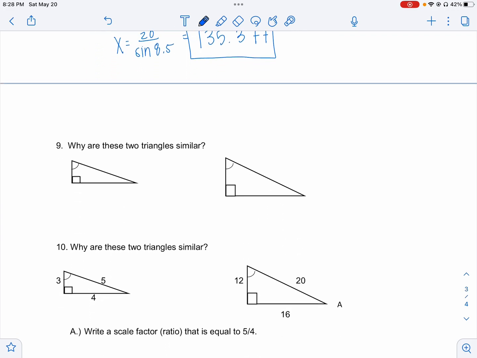Why are these two triangles similar? We can see that they first have angles that are congruent, the 90-degree angle and then the other angle, and that's all the information we have. So by angle, since both angles are congruent, two angles in the triangle are congruent.